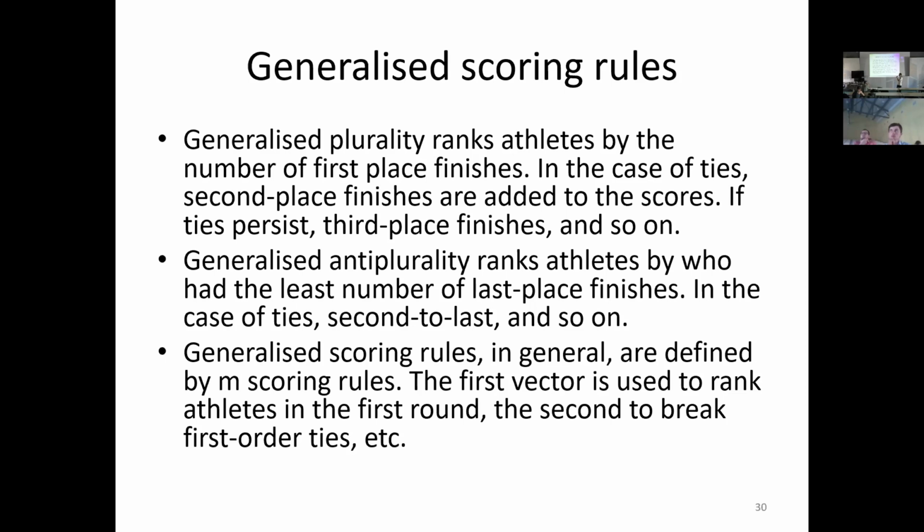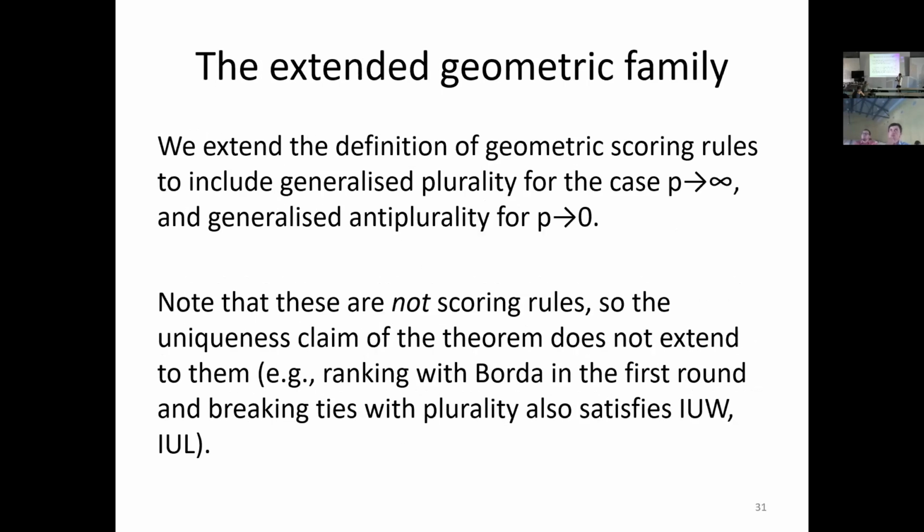The most famous of these rules is generalized plurality. Here we look at the number of first place positions, break ties by second positions, then by third positions, and so on. So this is the medal system used in, for example, the Olympics. By analogy, in generalized anti-plurality, we look at the number of last positions. If there are an equal number, use second last positions, and so on. And for convenience, we include these two rules as corner cases in our family of geometric scoring rules: generalized plurality as p tends to infinity, and anti-plurality as p tends to 0.